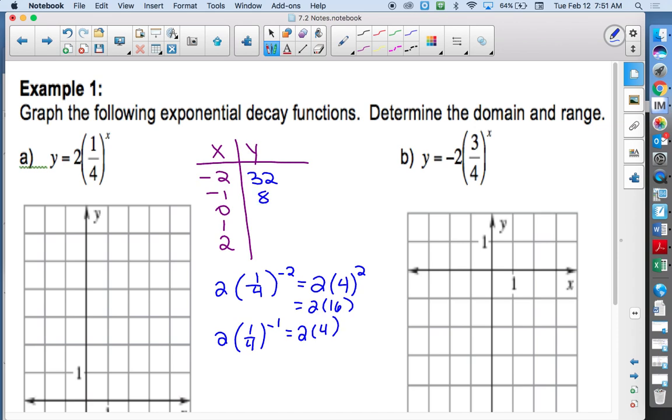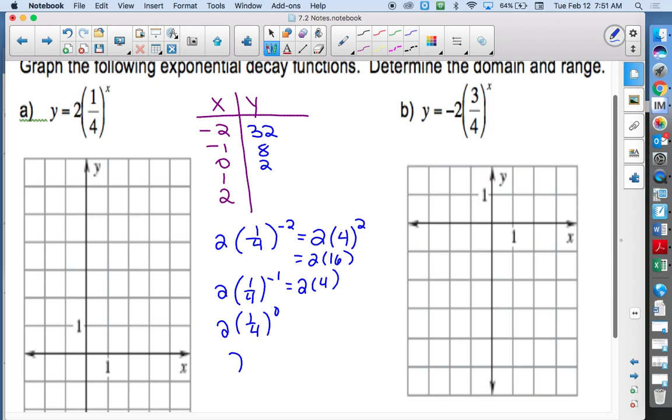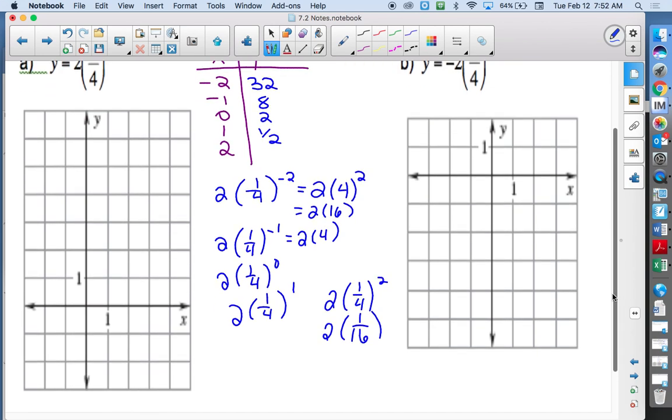So you can see that my first number started out pretty large at 32. The second number dropped to 8 already. And then just continuing it, 2 times 1/4 to the 0 is really 2 times 1, which is just 2. And then we have 2 times 1/4 to the 1. So 2 times 1/4 is 1/2. And the last one, 2 times 1/4 squared, which would be 2 times 1/16. Again, don't pull out that calculator. Square the top, square the bottom. So 1 squared is 1, 4 squared is 16. So that's 2/16 or 1/8.